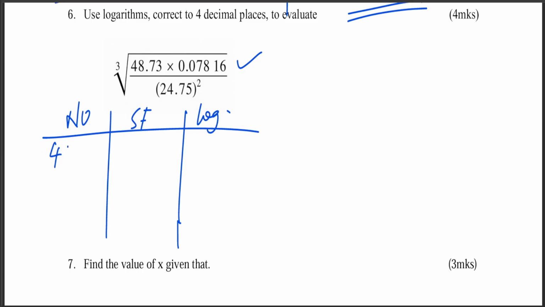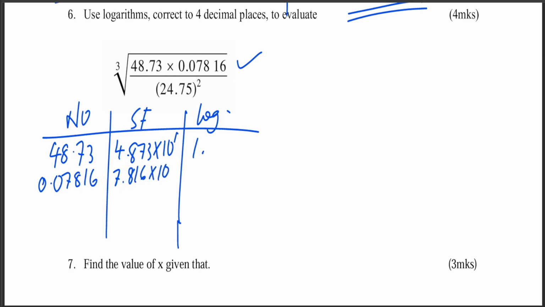So number ni 48.73. Ukiandika standard form yafaa iwe 4.873 times 10 to the power of 1. So the log will be 1 point something. The other one also is the same thing. Number yako ni 0.07816. So your standard form itakuwa 7.816 times 10 power negative, kwa sababu waenda ukianzia hapa 1, 2, so ni power negative 2. So hii itaandikwa bar 2 point something.